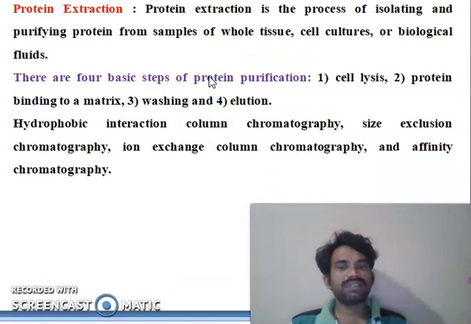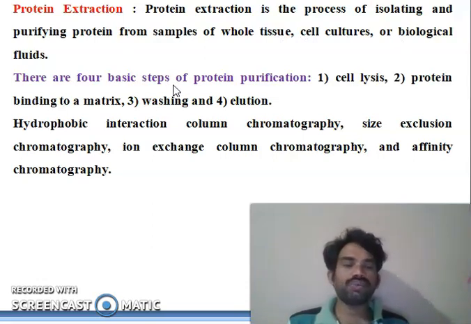You can see here protein extraction and purification. Protein extraction is the process of isolating and purifying protein from samples of whole tissue, cell culture and biological fluids. Four further steps are needed for protein purification: one is cell lysis, and the second is protein binding to the matrix, then washing and elution.